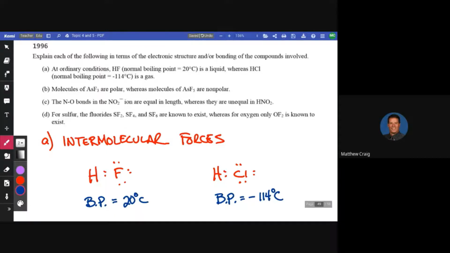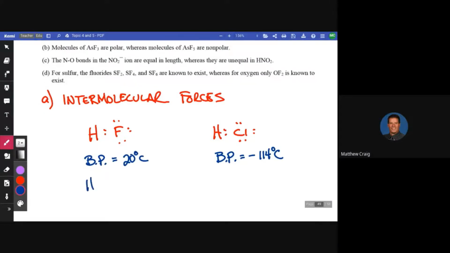Can you stop exposing me, please? So, why does HF have a higher boiling point than HCl? HF is a hydrogen bond and it's stronger than HCl, which has what kind of bonding? Dipole. So the HF has hydrogen bonding. Make sure you know the conditions for hydrogen bonding. I'll give you a hint: NOF. Not CNOF, NOF. And this has dipole. What are the conditions?